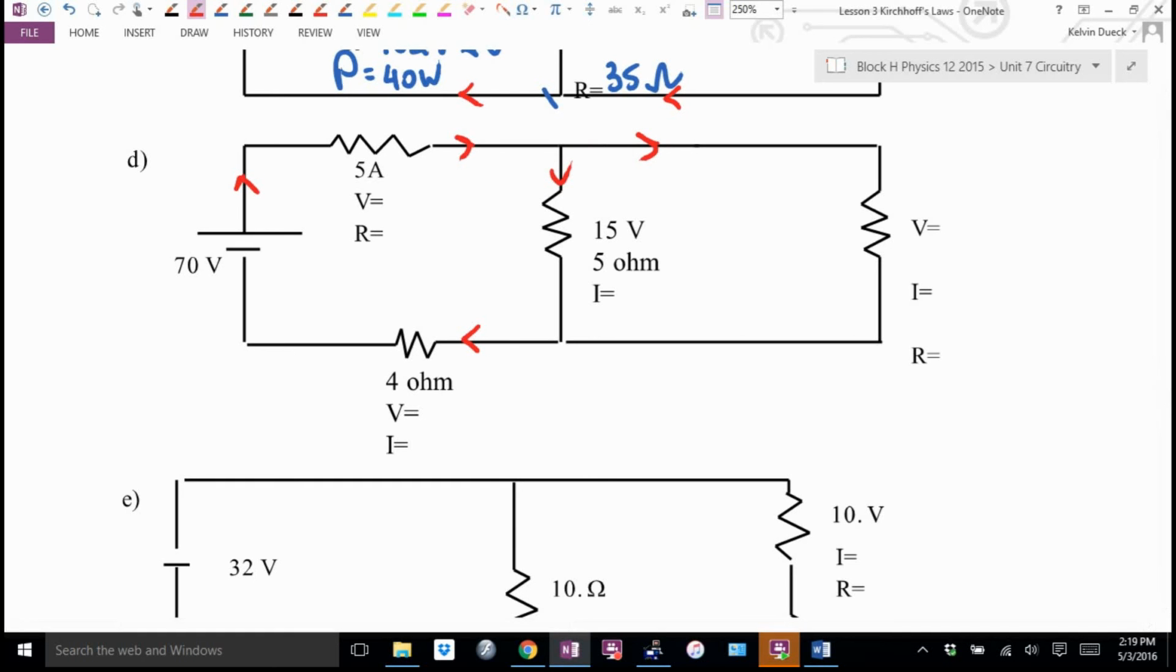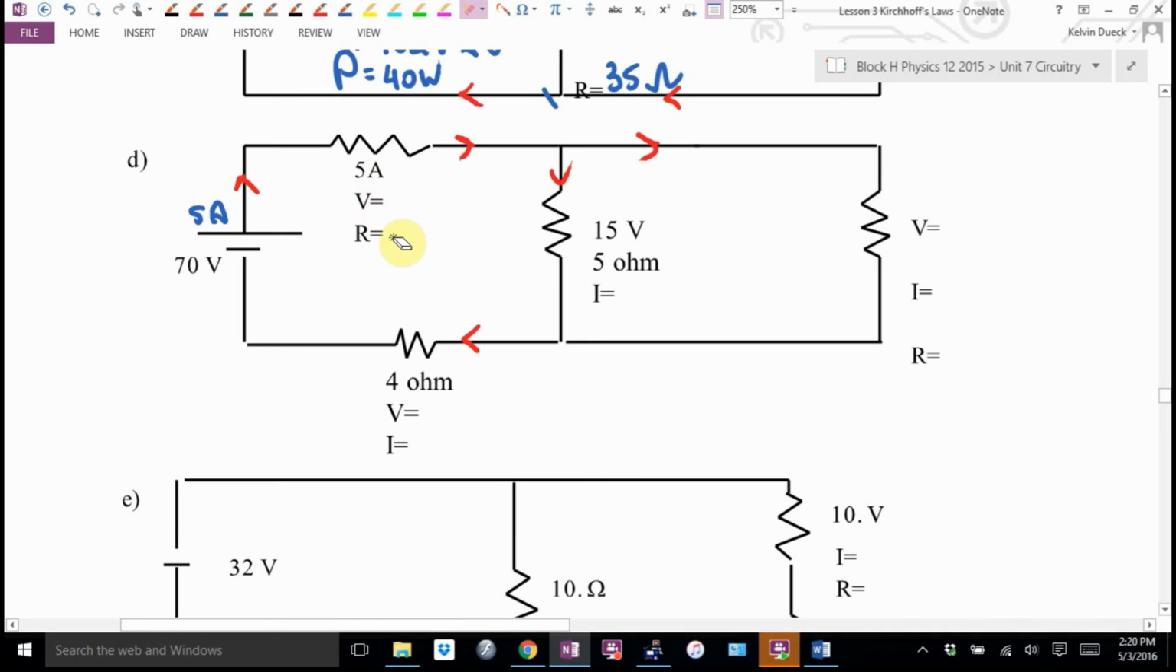Nick, did they tell me how many amps are leaving the battery? How many skiers are leaving the chairlift? Oh, this question's going to fall apart. You're right. Total current right here is 5 amps. I'm telling you, if I know total current, this question's going to fall apart.